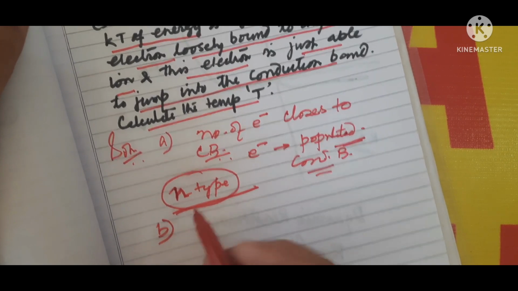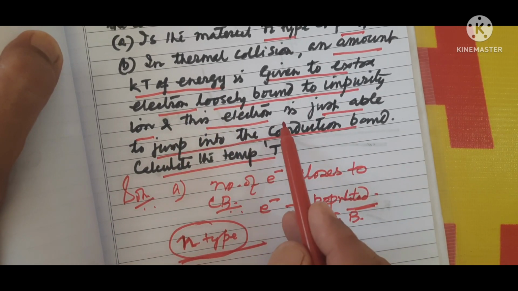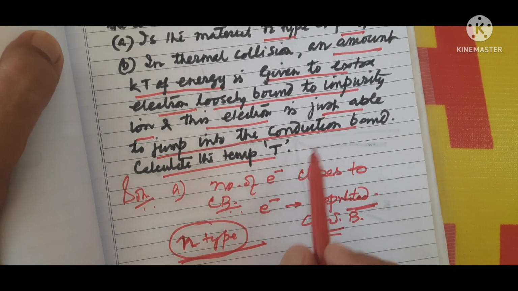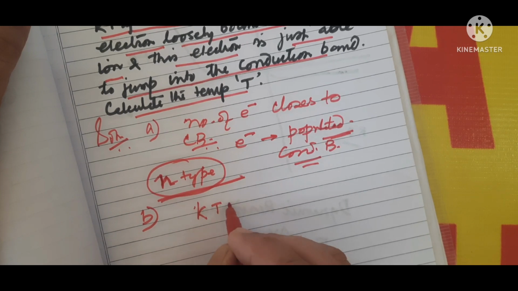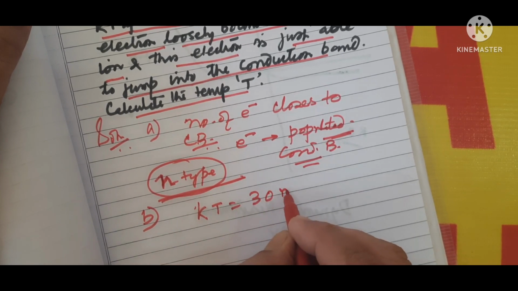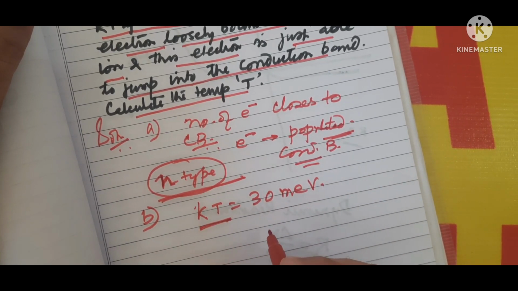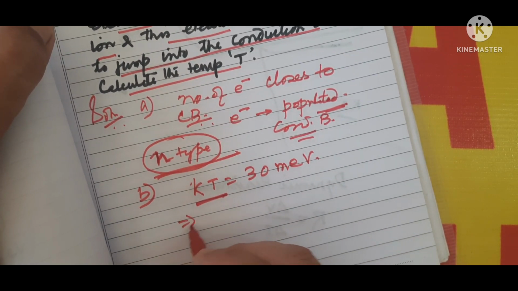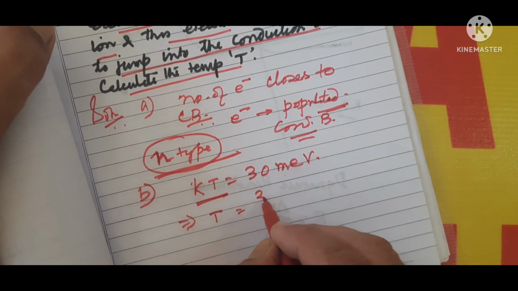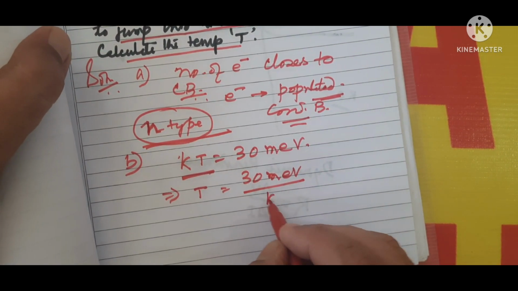Second part: given the extra energy, the electron loosely bound to the impurity ion is just able to jump into the conduction band. Calculate temperature T. So according to the question, kT is equal to 30 milli electron volt. That's the amount of energy kT, where k is the Boltzmann constant and T is the absolute temperature. So we have to find T. T will be 30 milli electron volt by k.